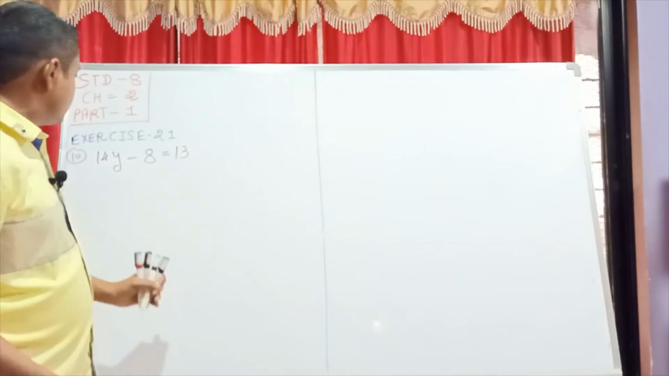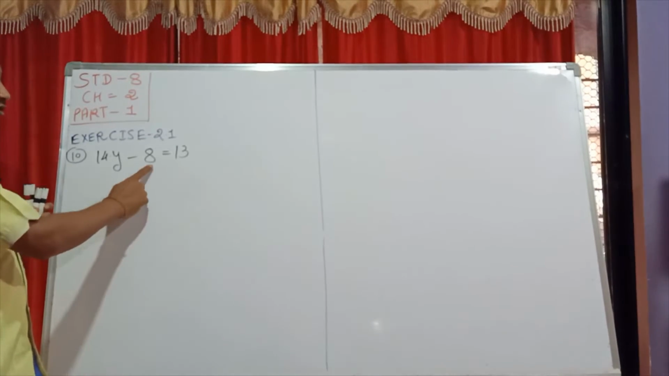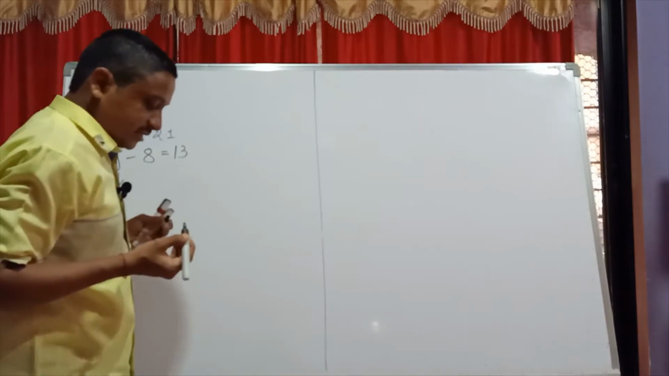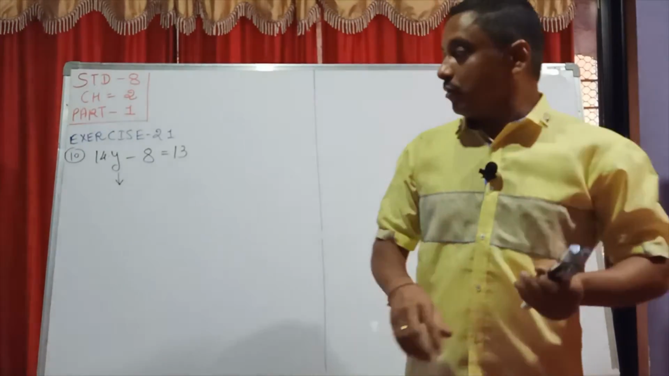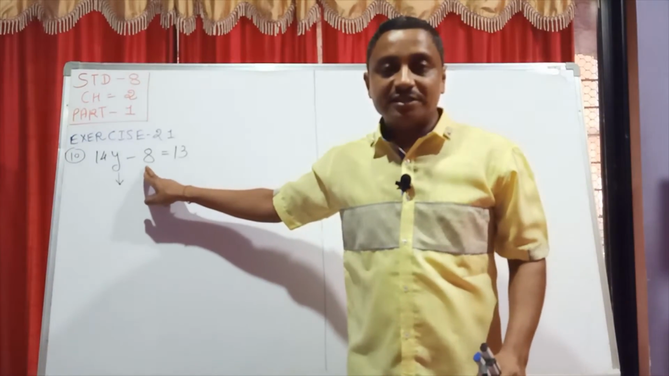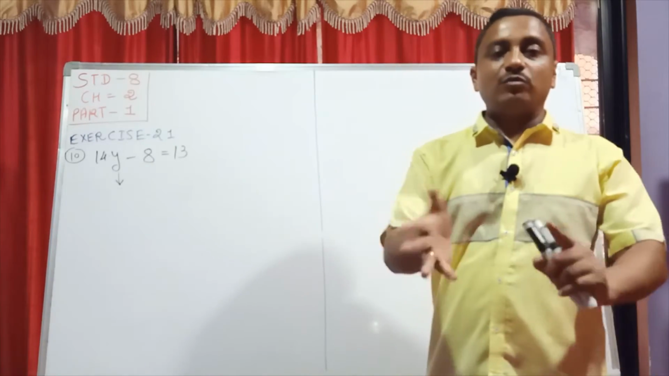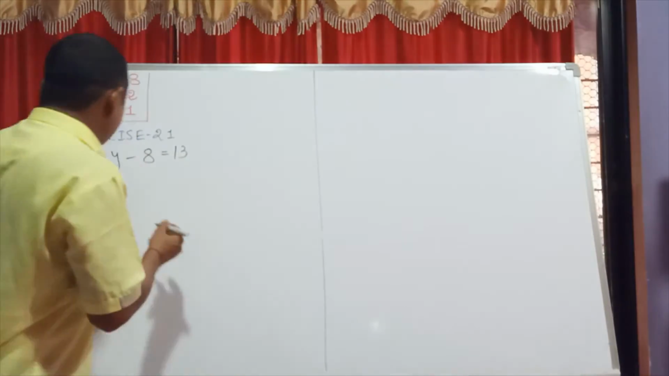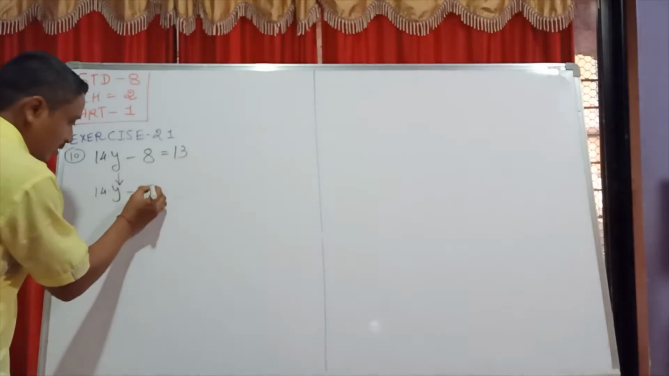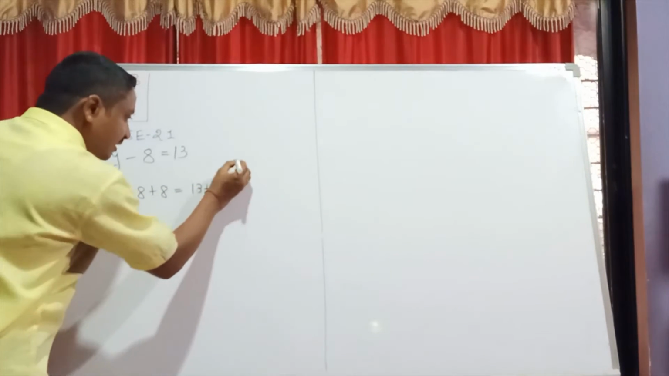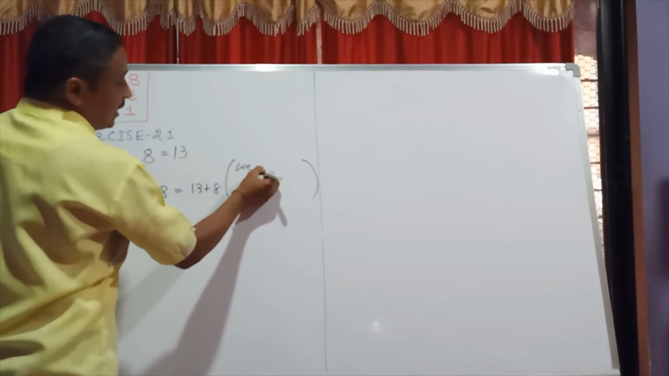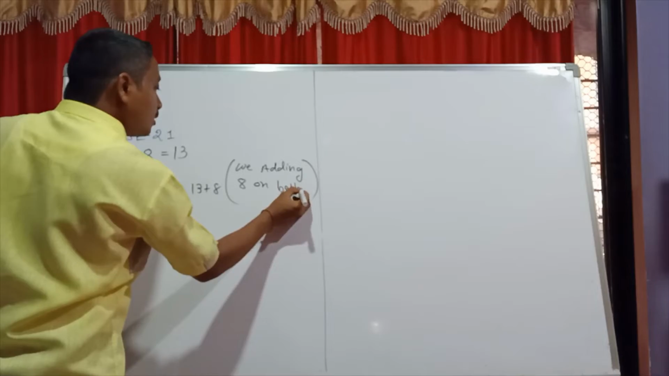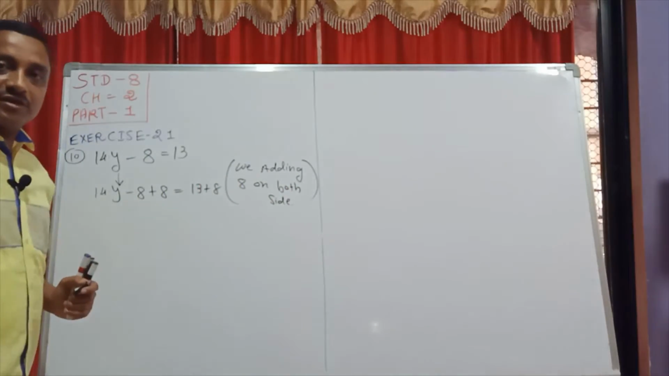Now continue, students. Question number 10. Our question is 14y minus 8 is equal to 13. Look at that. Here also, that is your variable, students. Yes, your variable is y. Now first of all I remove this 8. Yes students, removing this 8 means I add 8 on both sides, because here minus 8 is given. So we add on both sides: 14y the same, minus 8 plus 8, 13 plus 8, and side by side we add 8 on both sides.